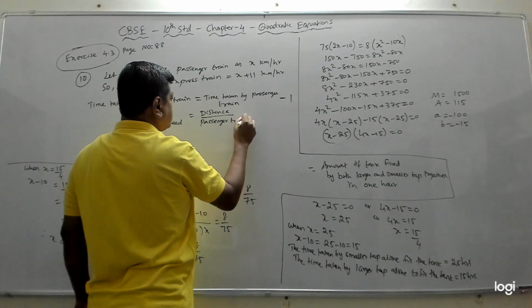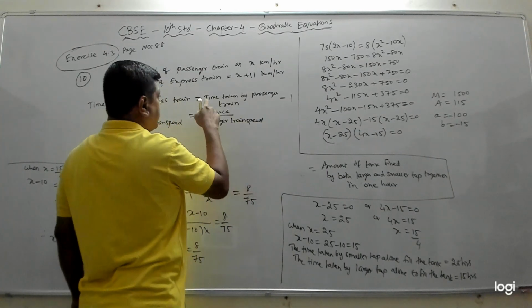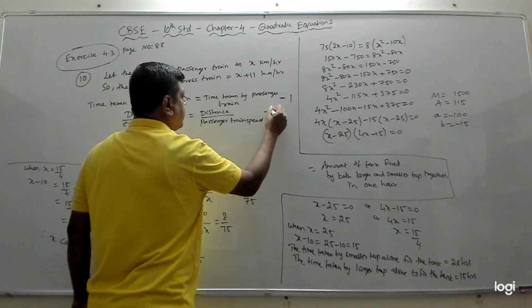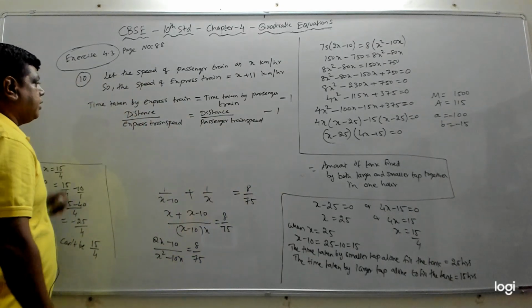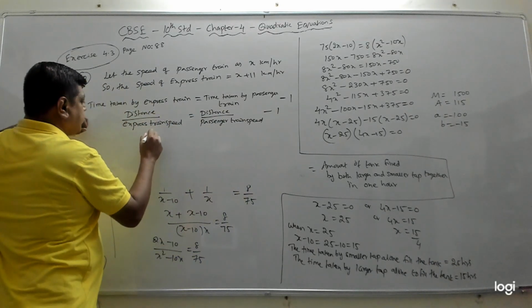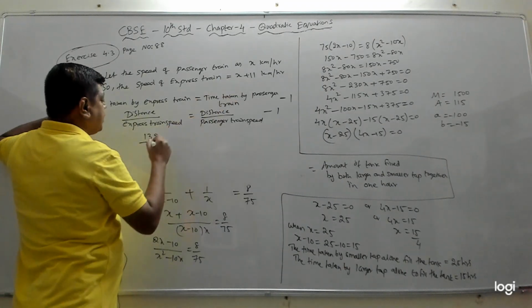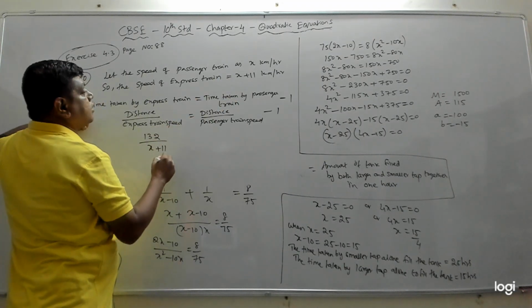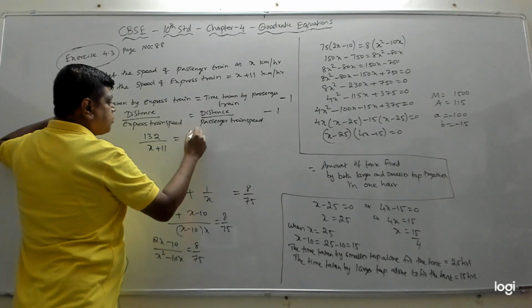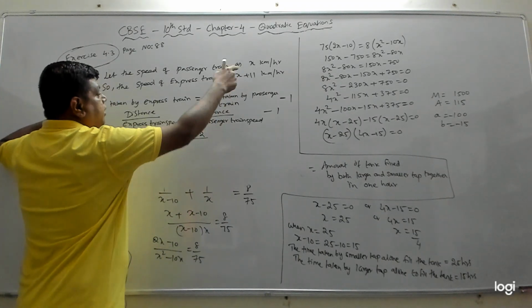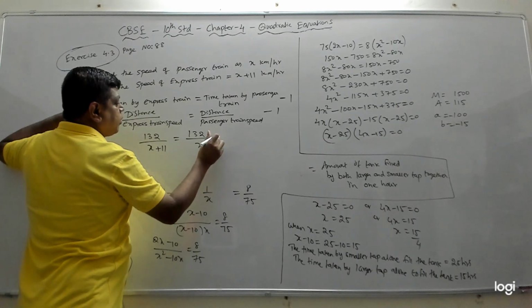Passenger train speed, because time is equal to distance by speed. Then this is minus 1. Right? Now what is the distance? It travels 132. By what is the express train speed? Express train speed is x plus 11, equal to, now what is the same distance? 132 by what is the speed of the passenger train? x kilometers. Minus 1. This minus 1.